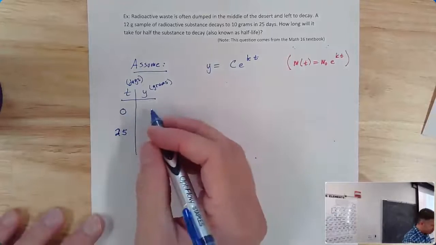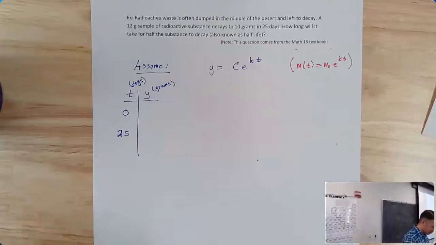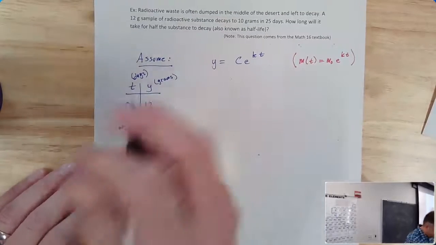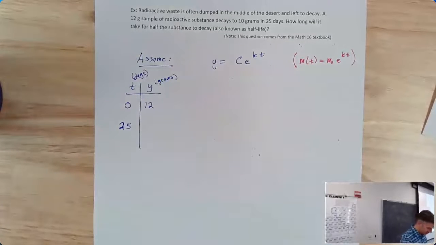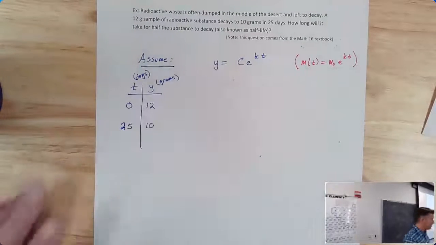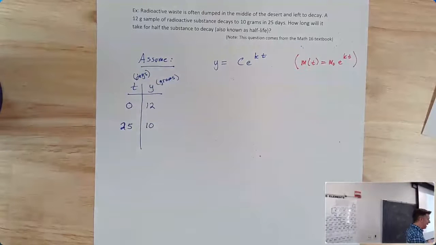So how many grams do we have at day 0? 12 grams. All right. How many grams do we have at day 25? 10. Because we decay to, not decay by.